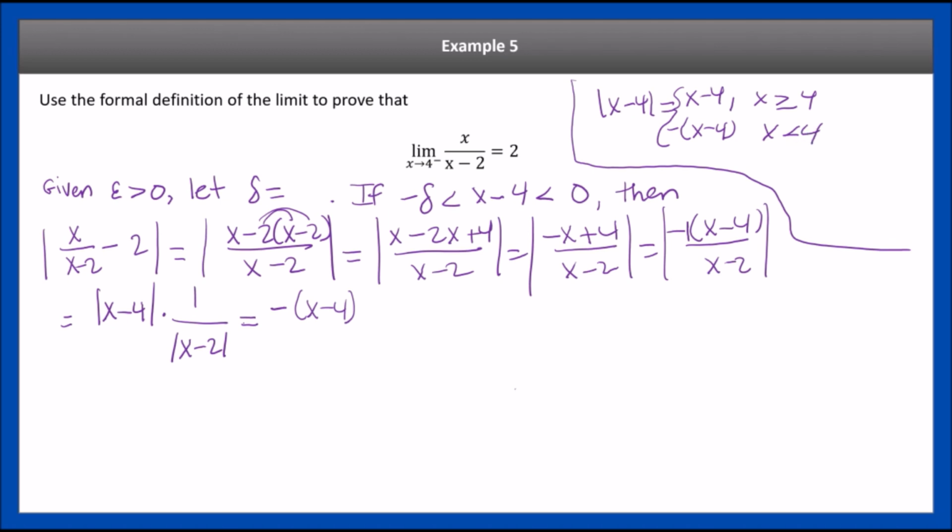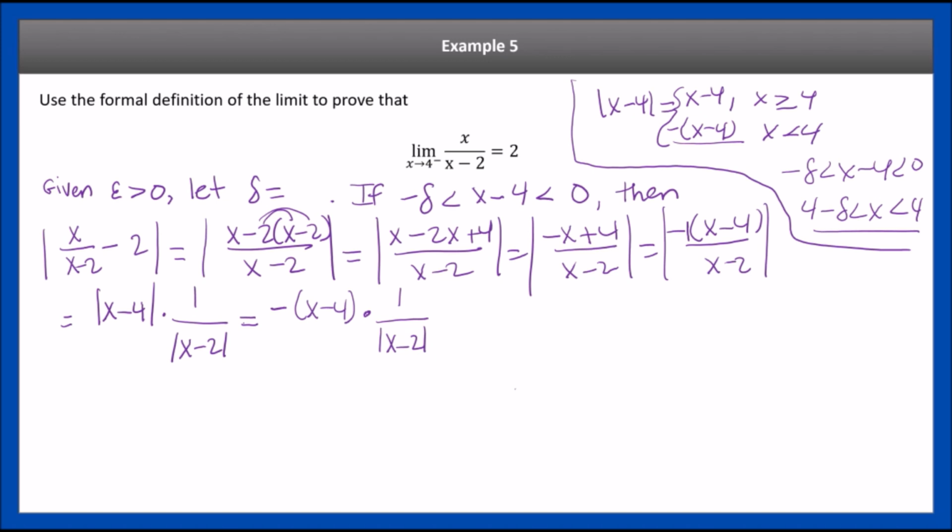Well, we know that x is less than 4 because on this number line, using this inequality, we've got negative delta is less than x minus 4 is less than 0. Well, then if we solve this, we get 4 minus delta less than x less than 4. So x has to be less than 4 according to this inequality, right? So therefore, this has got to be the case where it's negative. So we're going to replace that with the negative, the opposite of that, and then times 1 over absolute value of x minus 2.